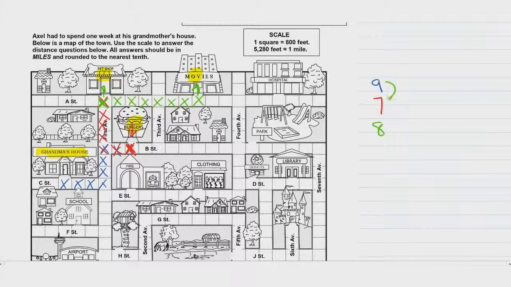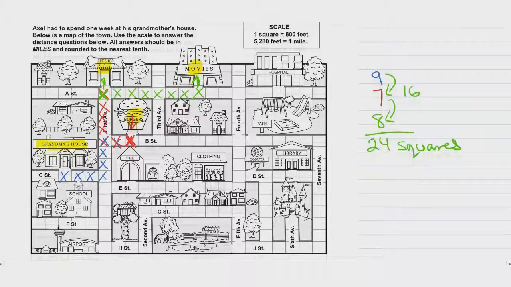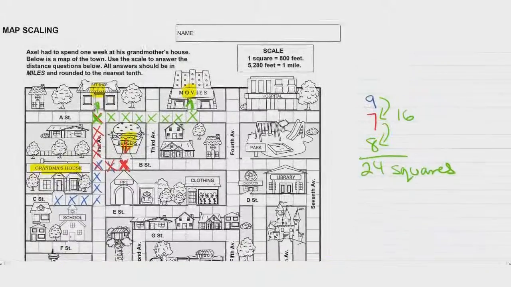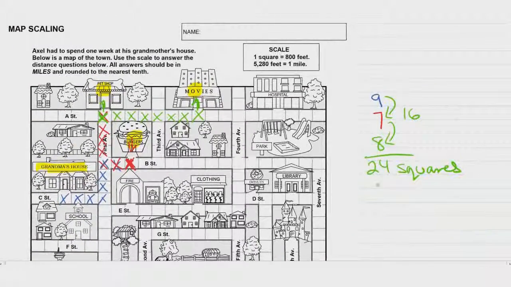So we need to count these. 9 plus 7 is 16, and 16 plus 8 is 24 squares. So he walked 24 squares. And again, the directions say approximately how many miles or about how many miles. So we have to calculate this into miles. But first, we need to find out how many of these 24 squares will equal in feet. And again, each square equals 800 feet.